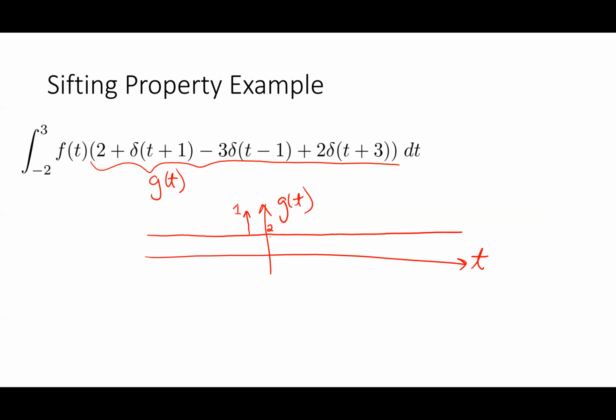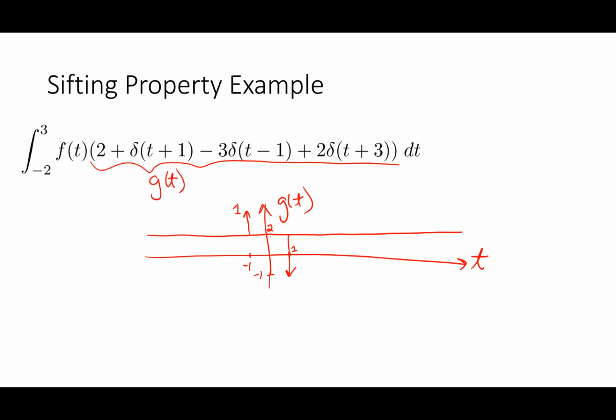Okay. Then what? -3 times delta of t minus 1. Where would that go in time? T equal to 1. And where would I draw it? So here's -1. Here's 1. You're pointing down, and how far down would it point? So here's 2. It would point down to -1. So this would point down to -1.